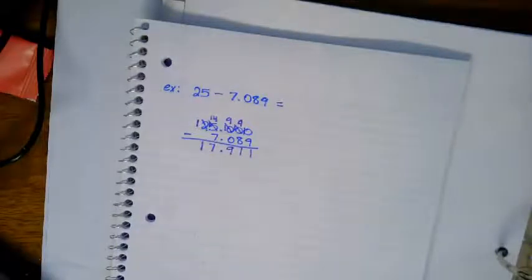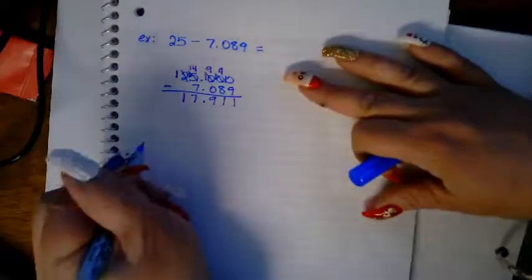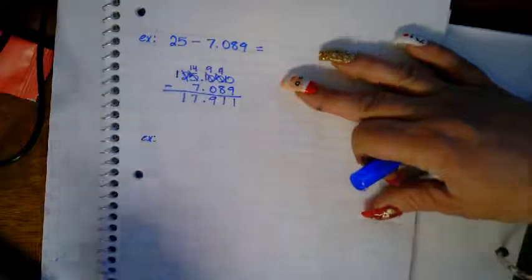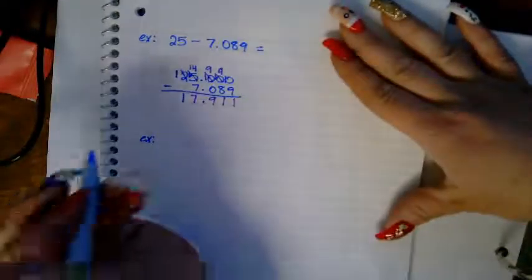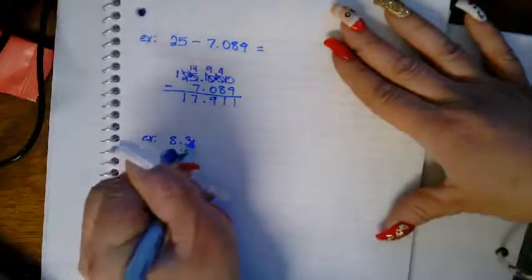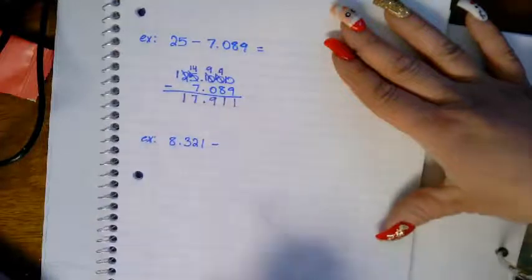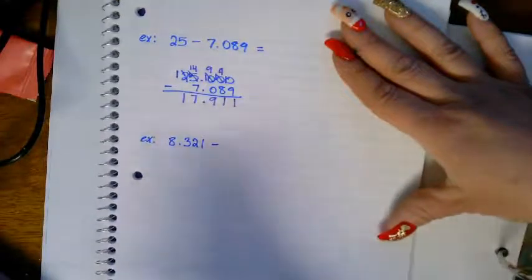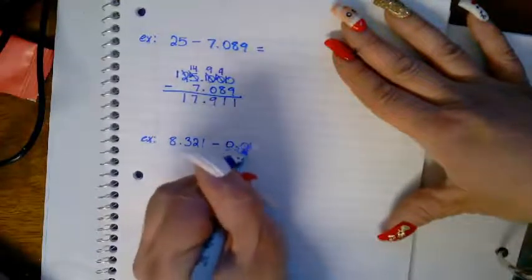Okay, I think I'll do one more. So I'm going to put that up there. Let's do one more example. I'm trying to think what I want to do. Let's do 8.321 minus 0.06. Okay, let's do that. Let me change my colors again so it stands out more. I think I'll do red.